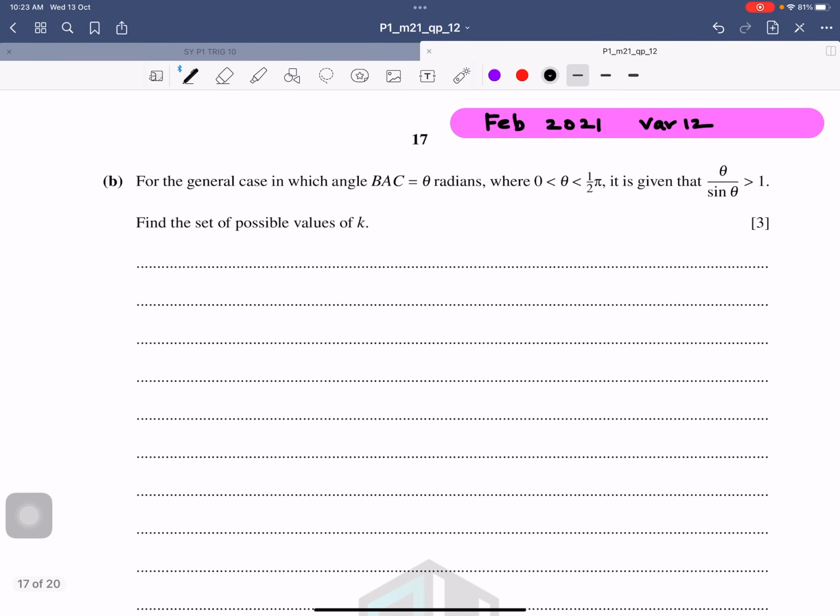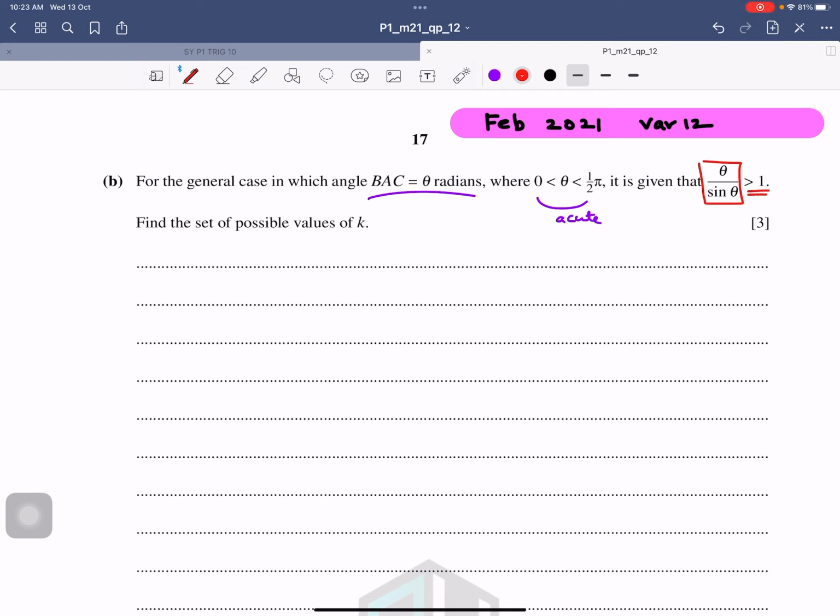In the general case in which angle BAC is theta radians and theta lies between 0 and pi by 2, that means theta is acute, it is given that theta over sine of theta is greater than 1.